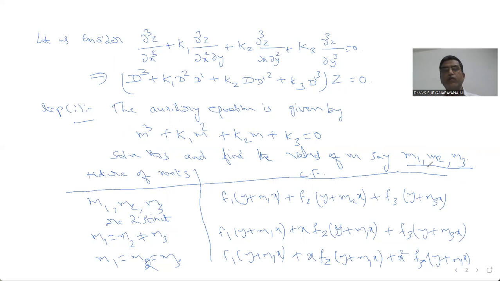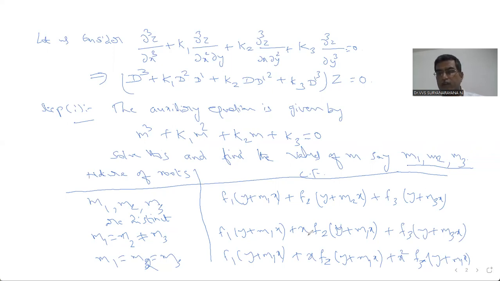If m1, m2, m3 are all distinct, then we'll write the complementary function as some arbitrary function f1 of y plus m1x, plus some arbitrary function f2 of y plus m2x, plus some arbitrary function f3 of y plus m3x. If the first two roots m1, m2 are equal, then in the complementary function in place of m2 we'll write m1 and we'll multiply outside with x.